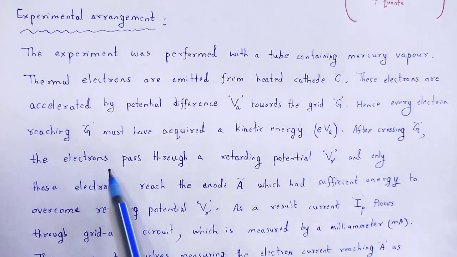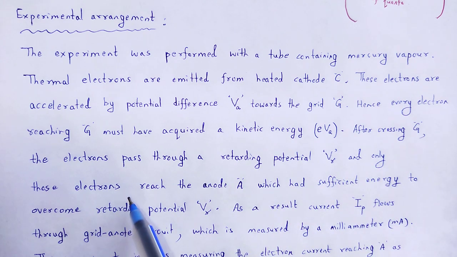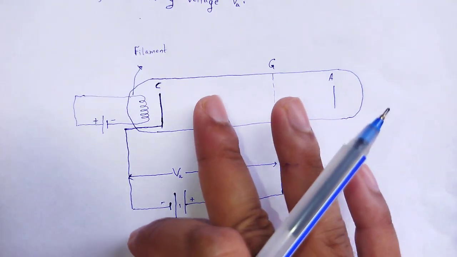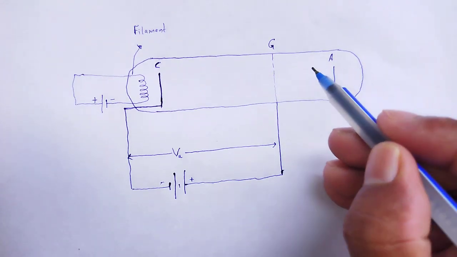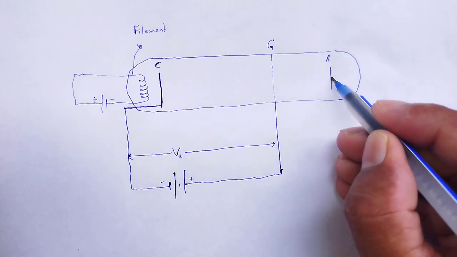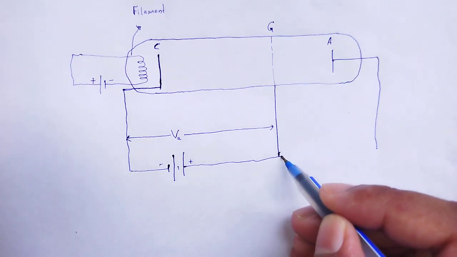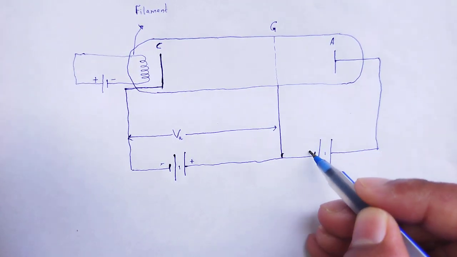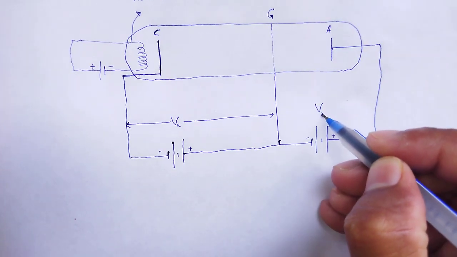After crossing G, the electrons pass through a retarding potential V_R, and only those electrons reach the anode A which have sufficient energy to overcome the retarding potential V_R. Now, electrons move towards G. Between A and G, anode and grid, another potential difference is used, which we call the retarding potential, given as V_R.